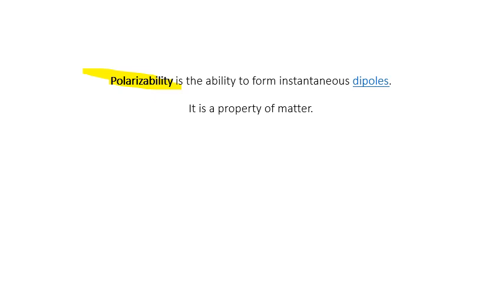However, in some cases, it is difficult to polarize. It depends on many properties, maybe the size of the ions, and it is a material property. So it is the ability to form dipoles, and it is also used to characterize the materials.